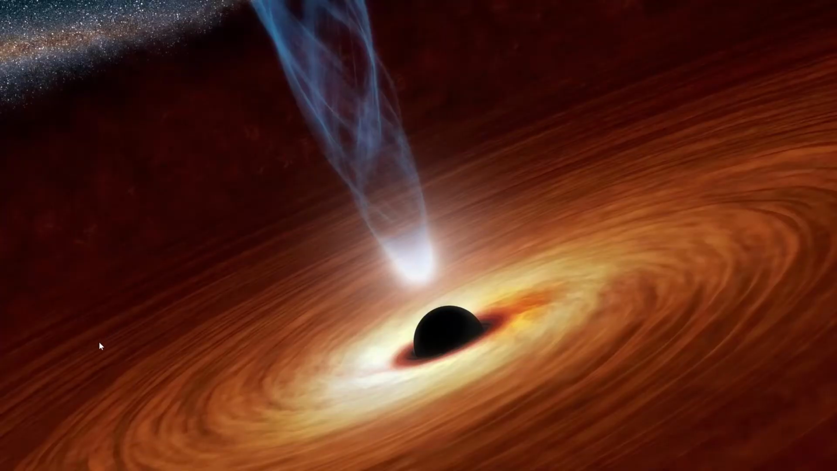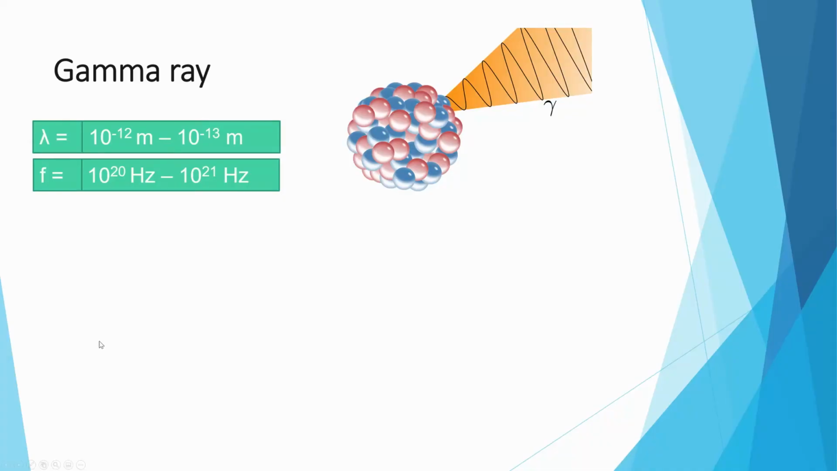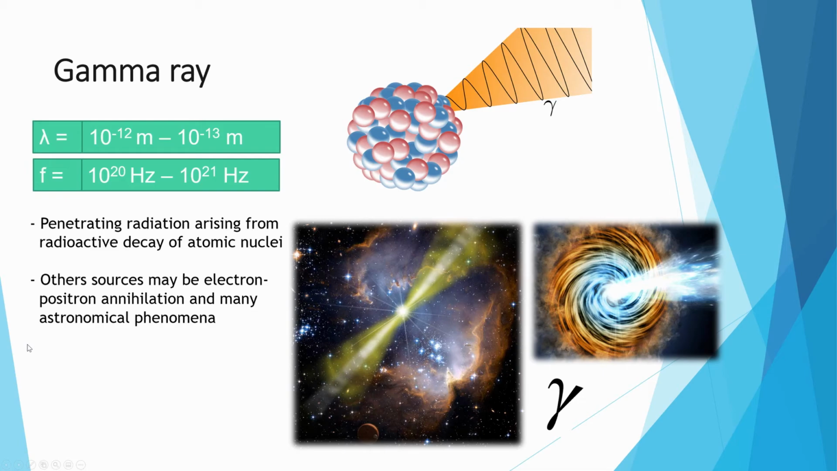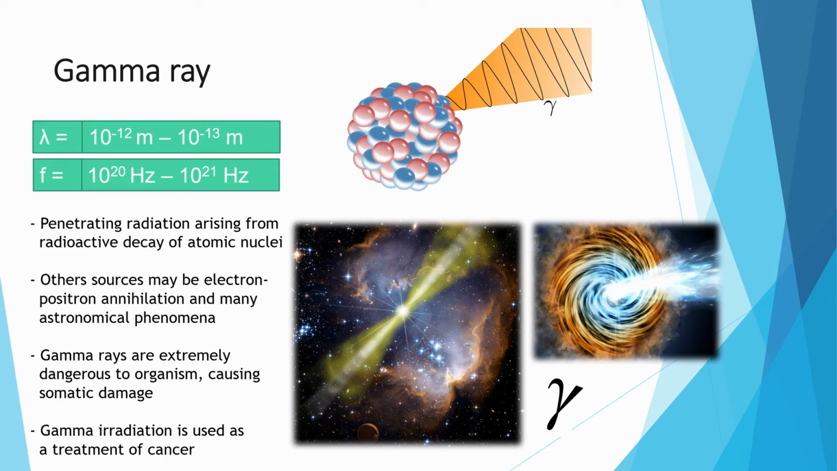Now the next part we come to is super interesting. The so-called gamma ray, which differs from X-ray only through its emergence. The gamma radiation arises from the radioactive decay of nuclei. But there are also other sources, like the annihilation of electrons and positrons, and astronomical phenomena like the gamma ray bursts or blazars and quasars. The ray itself is extremely dangerous to somatic structure and thus needs to be contained, but is also used as a treatment for cancer.